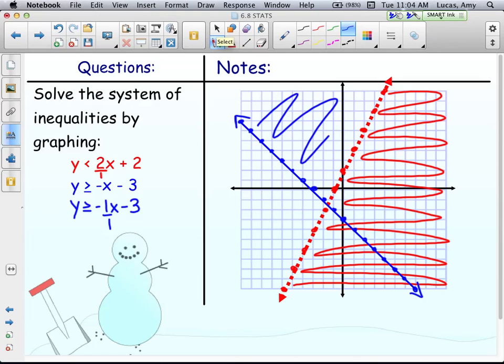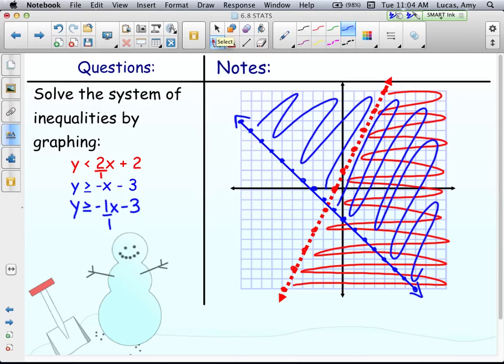So I'm going to shade up above like this, and you should be able to see the region that was shaded by both of them. That region is our solution set. So when the two lines intersect with each other, there are 4 sections formed. One section is not shaded at all.